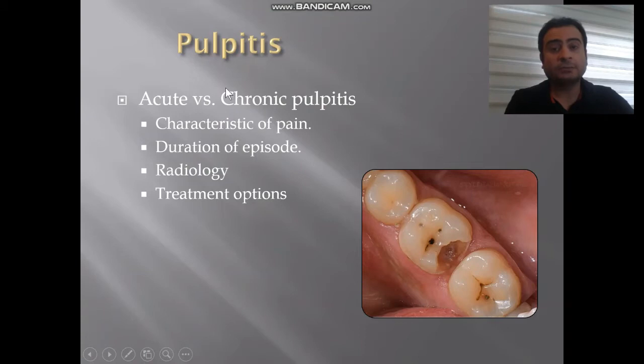Patients, on the other hand, with chronic pulpitis have a pain that is usually dull, spontaneous in nature, and of long duration. It sometimes can reach hours. On the radiographs, same as with the acute pulpitis, nothing can be seen except a carious lesion. Treatment options for chronic pulpitis would either include an endodontic treatment or extraction of the affected tooth.